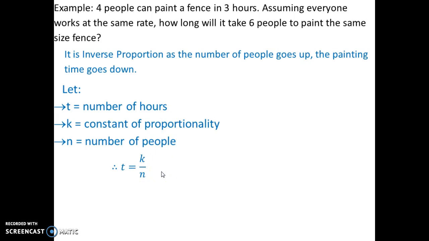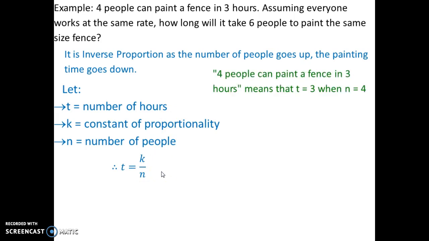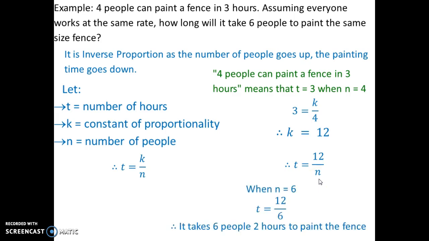Once you set up your pronumerals that stand for the information of the question, you set up your equation. Now subbing in what we do know, because 4 people can paint the fence in 3 hours, our time will be 3 and our number of people will be 4. Putting that in, then multiply the 4 from the denominator across to the other side and you'll get k equals 12, and then put that 12 back in the equation. So instead of the k, we now have 12. So the time equals 12 divided by the number of people. Now the question is asking when you've got 6 people, so you substitute your 6 in and do your division, and you get 2 hours for the fence to be painted.